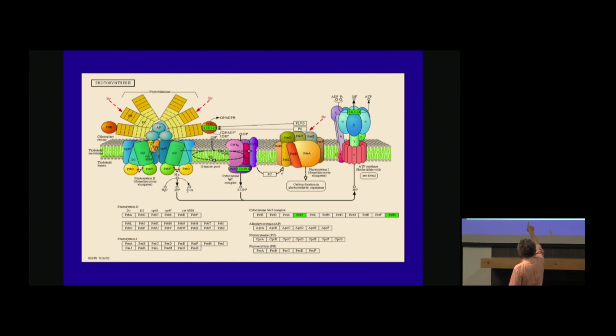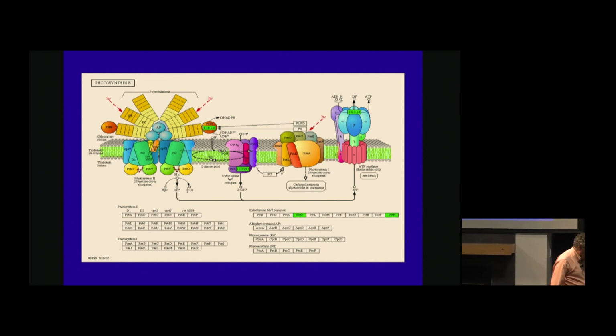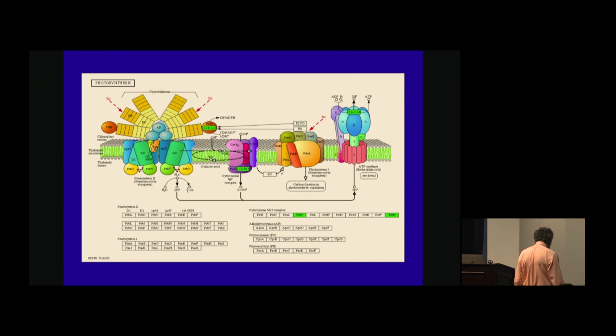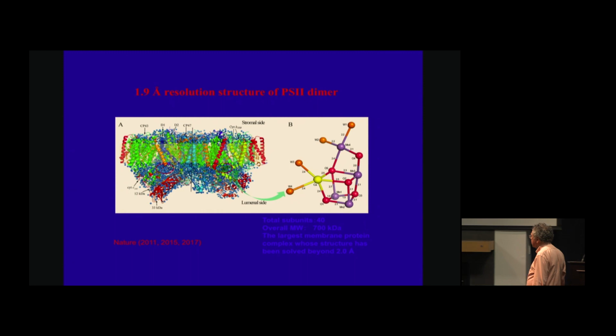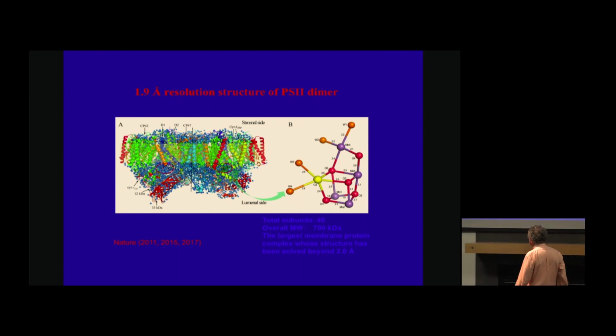and reducing manganese atoms through four successive electron transfer reactions, four photons. This is one of the Einstein rules: one photon, one electron. You can't get one photon, two electron transfers. Now, the working end of that machine is really, really, really complicated.